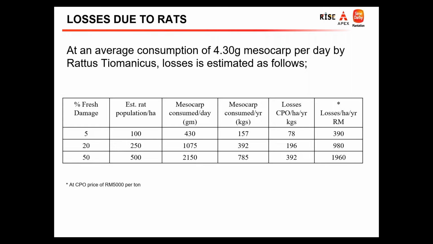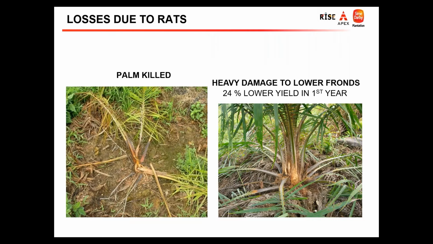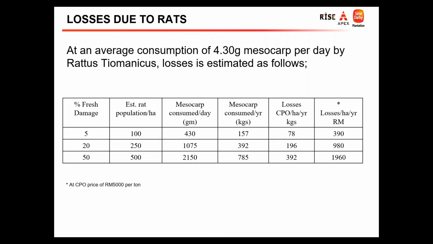So compared to how much you're going to spend on your baiting per year, probably it's only about 100 ringgit, and at most 200 ringgit. 200 ringgit works out to be nearly 10 to one. Next slide.